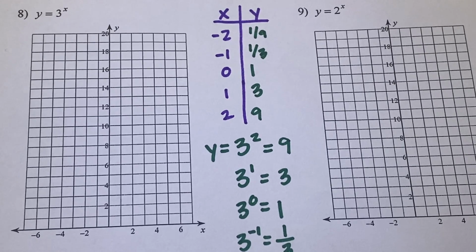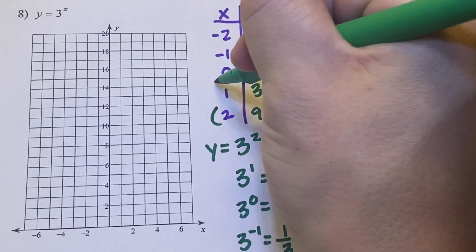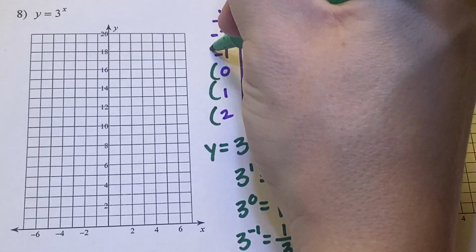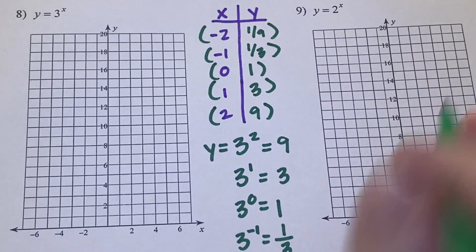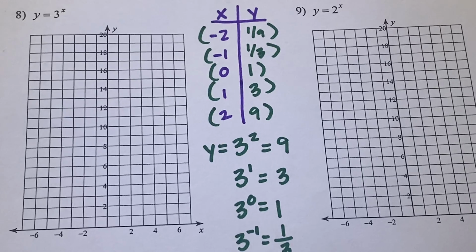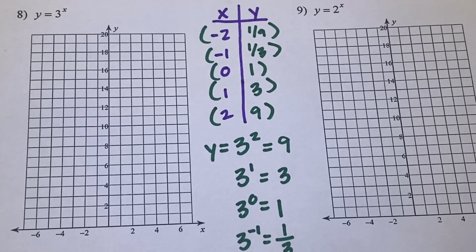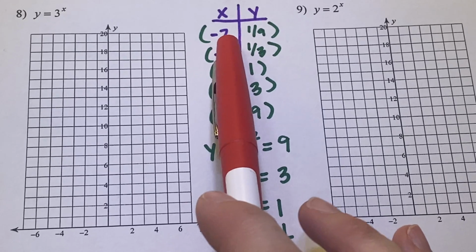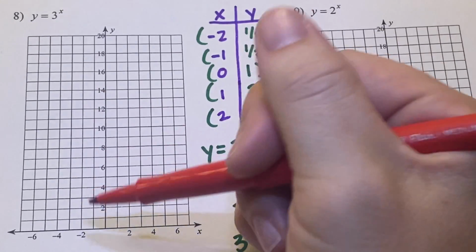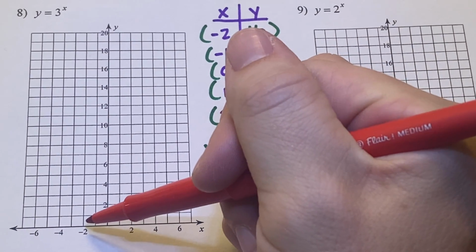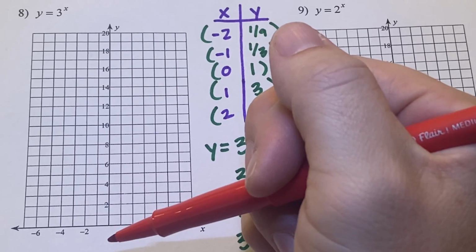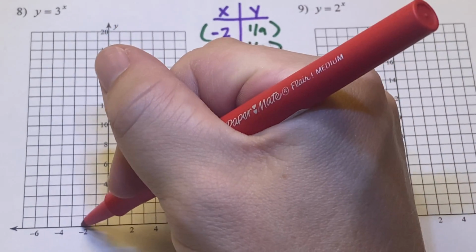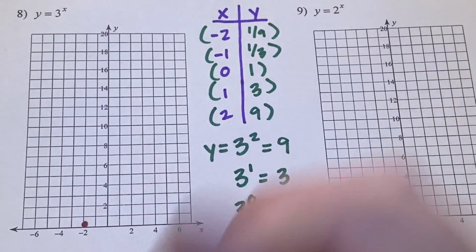Okay, so here's the thing about tables. These are your coordinate points, right? x comma y, x comma y. All we gotta do is put these on the graph. So my first coordinate point is -2, 1/9. We're gonna find -2 on our x right here, and then it's only going up to 1/9. That's like barely up. Barely, right there.